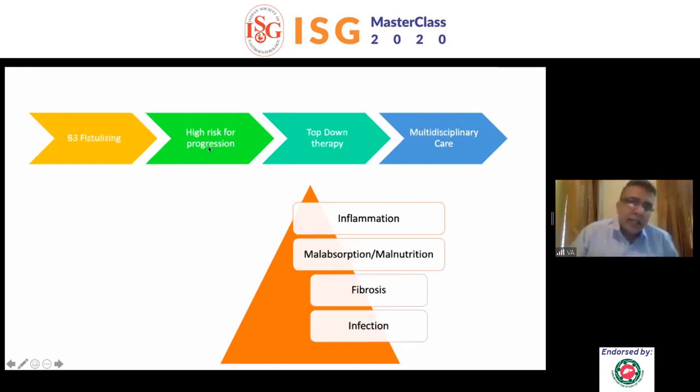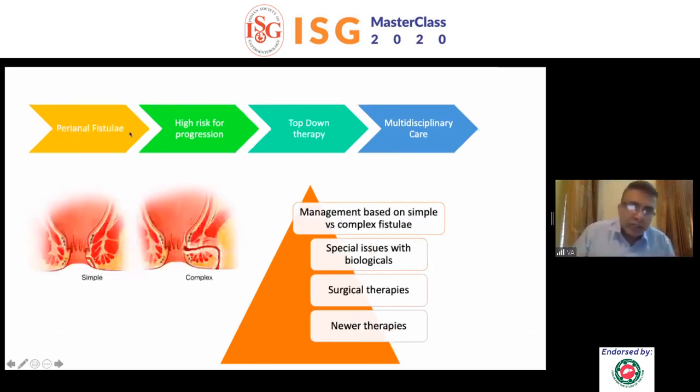B3 fistulizing, again, has a high risk for progression: top-down therapy, multidisciplinary care. Here, inflammation, fibrosis, malabsorption, and another very important component, infection. If you forget about infection, you will not treat the patient. Perianal fistula, high risk for progression. Top-down therapy, multidisciplinary care. Here, divide patients into simple and complex fistula. Special issue with biologics: more time required, probably higher dose required. Go in for surgical therapy, seton and antibiotics are very, very much required.